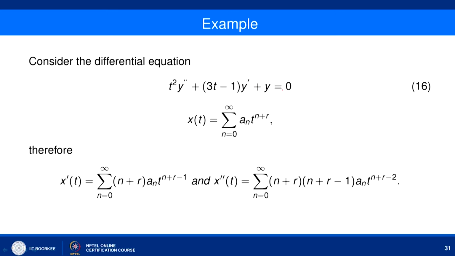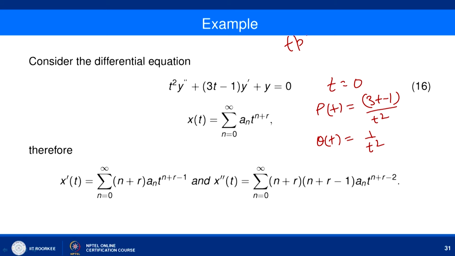Now, look at one more example. Here the example is t square y double dash plus (3t minus 1) y dash plus y equal to 0. Here also, t equal to 0 is a singular point, because p(t) is (3t minus 1) divided by t square, and q(t) is 1 upon t square. So, we simply say that p(t) and q(t) are not continuous, so t equal to 0 is a singular point. Now, just look at whether it is a regular singular point or not.